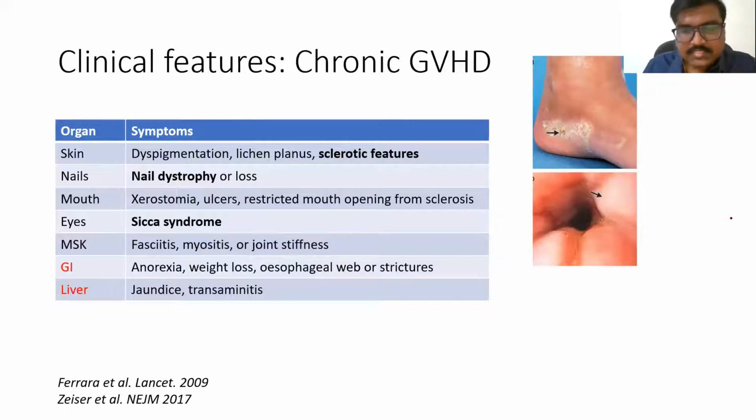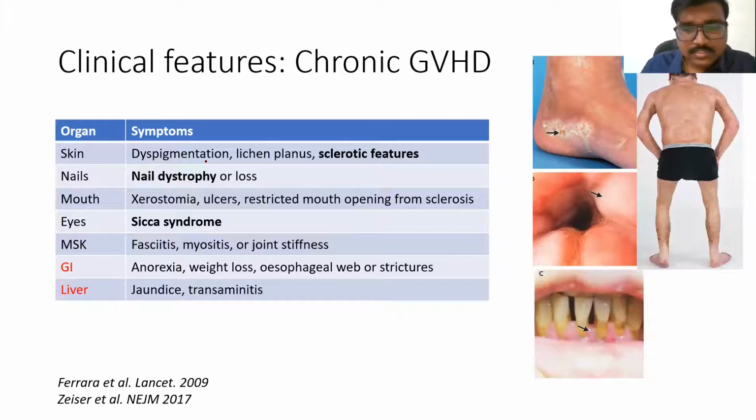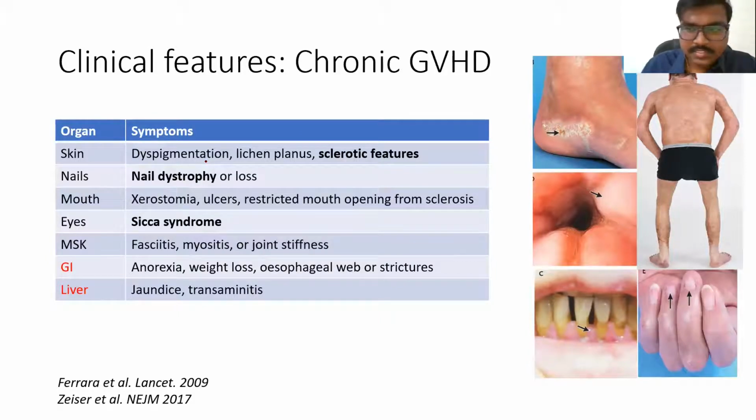As I said to you in the pathophysiology, chronic GVHD is because of fibrotic pathway activation leading to a lot of systemic sclerotic features. The most common organ affected is the skin, and there is pigmentation, lichen planus, and sclerotic features. In the nails, there is nail dystrophy, and in the mouth, there is xerostomia, and because of submucosal fibrosis, there is restricted mouth opening. And sicca syndrome, and in musculoskeletal, there is fasciitis, myositis, and joint stiffness and contractures.